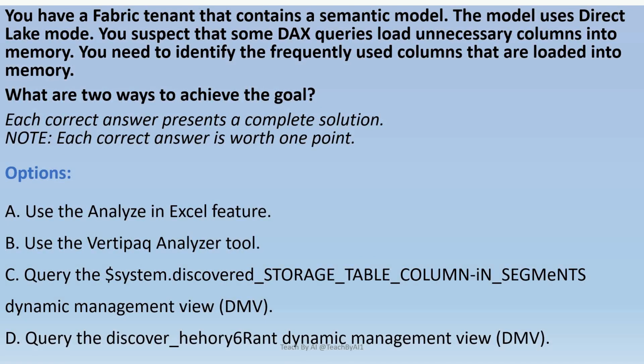Question 3, you have a Fabric tenant that contains a semantic model. The model uses Direct Lake mode. You suspect that some DAX queries load unnecessary columns into memory. You need to identify the frequently used columns that are loaded into memory. What are two ways to achieve the goal? Each correct answer presents a complete solution. Each correct answer is worth 1 point.